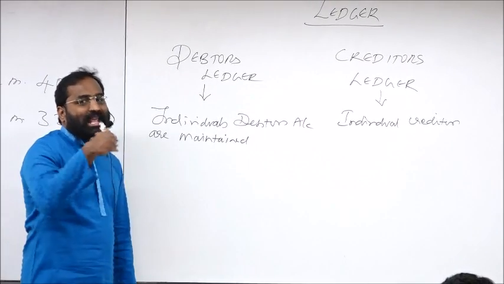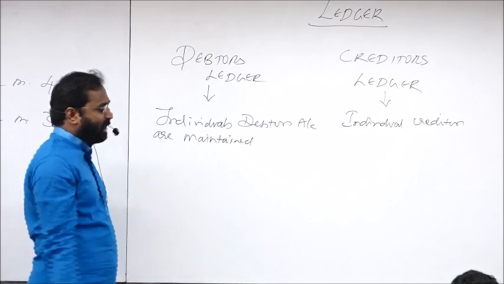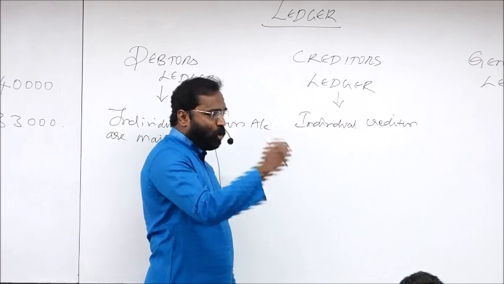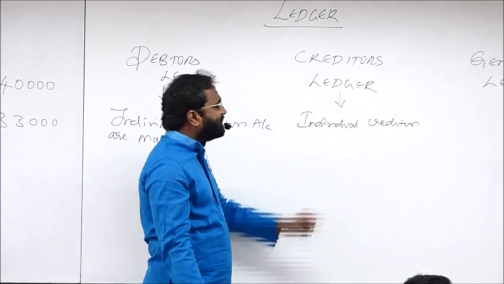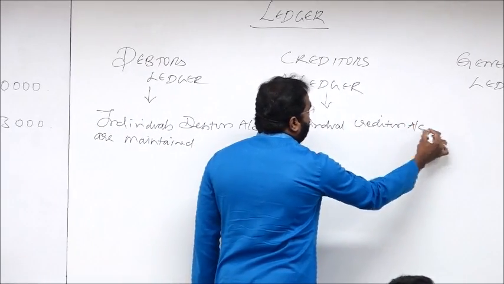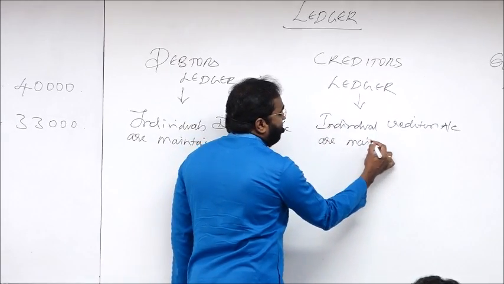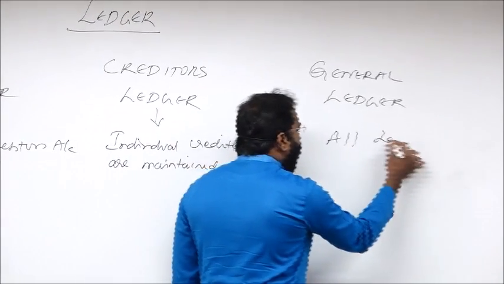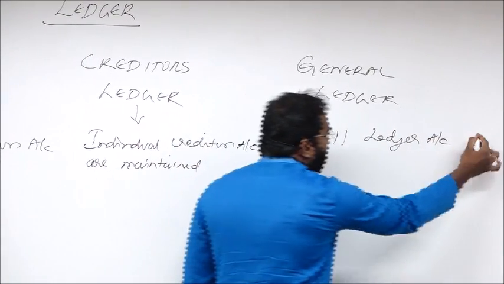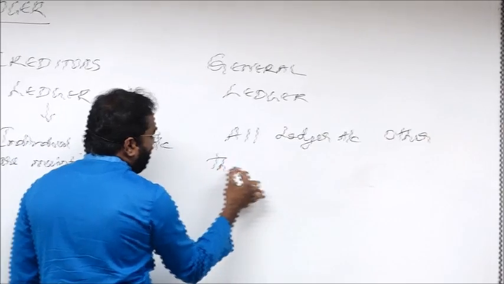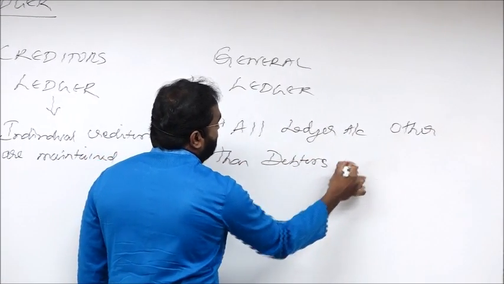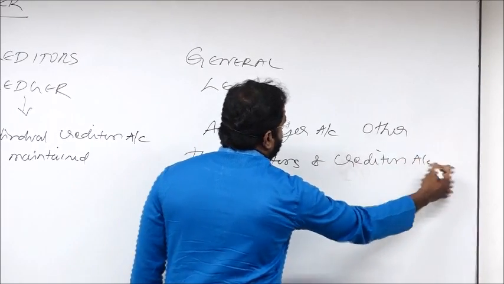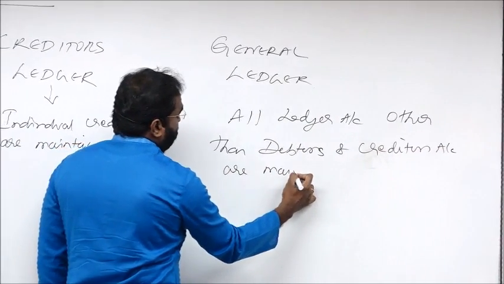Individual debtors accounts, like Anand account, Krishnan account, Raman account, and individual suppliers accounts, like Geeta account, Manikandan account, will be accounted in the creditors ledger. In the general ledger, all ledger accounts other than debtors and creditors accounts are maintained. Clear or not clear? Enjoy this.